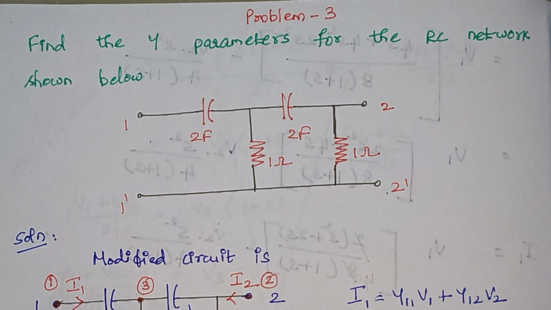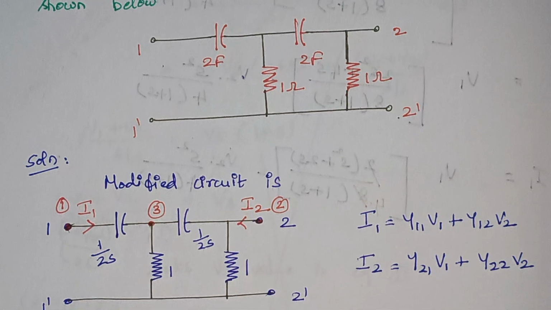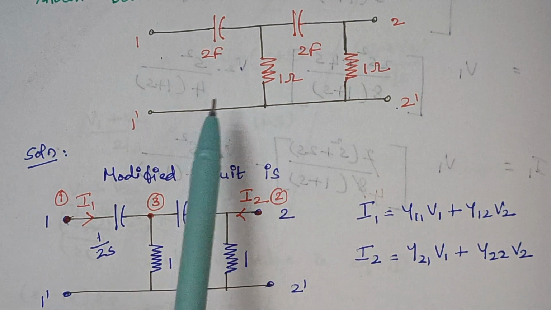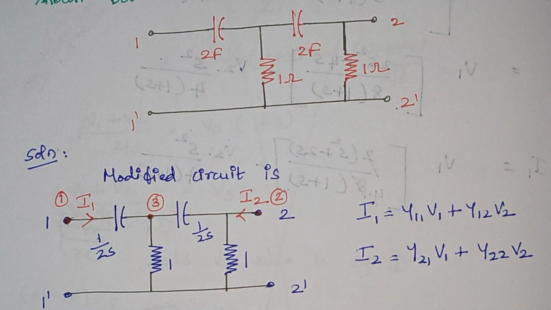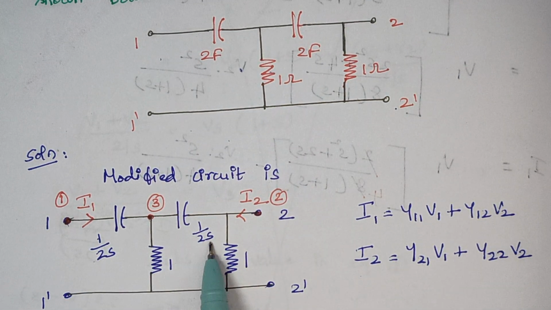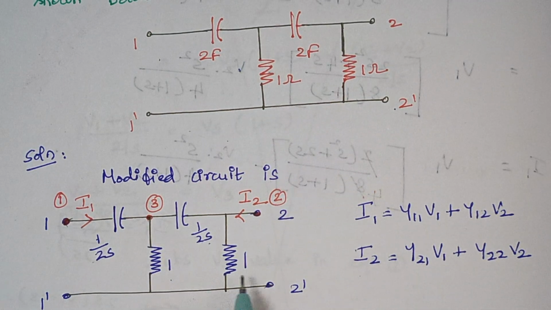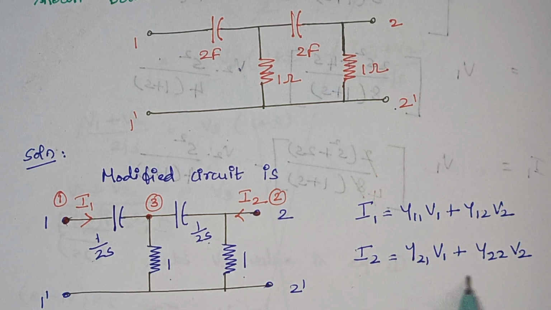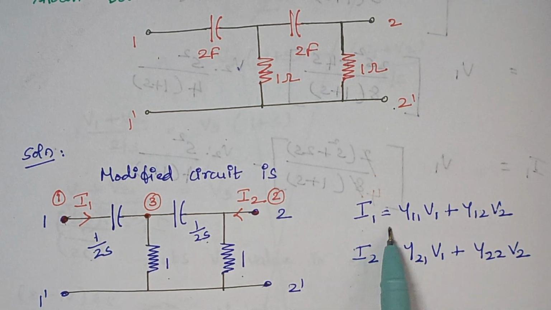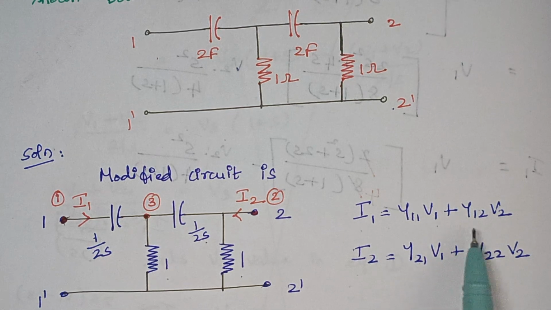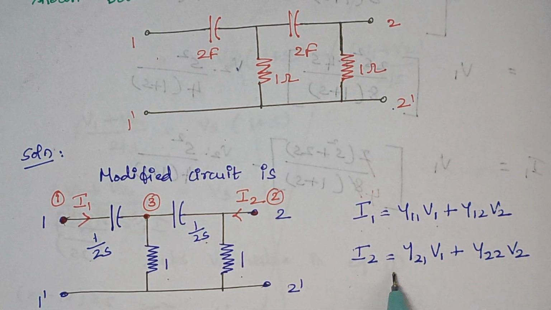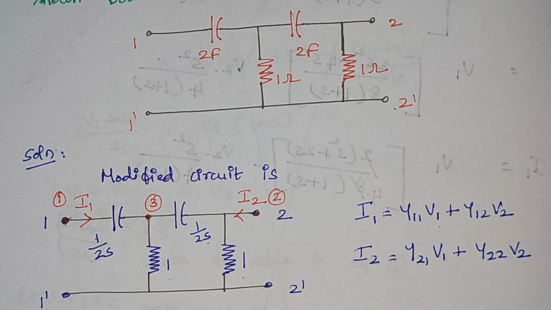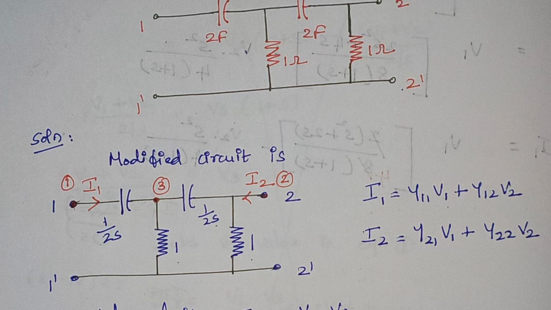As a first step, we are drawing the modified circuit. Here the modified circuit is nothing but we express the capacitor values in terms of S. So it is 1 by 2S, 1 by 2S and these two resistors 1 and 1. What is the basic equation? Here this is your basic equation, that is I1 is equal to y11 V1 plus y12 V2 and I2 is equal to y21 V1 plus y22 V2. So this is the modified circuit.